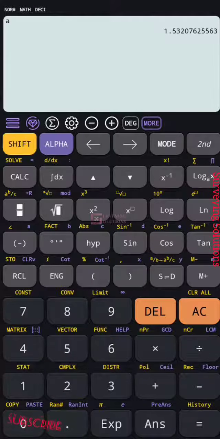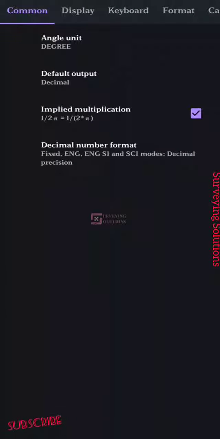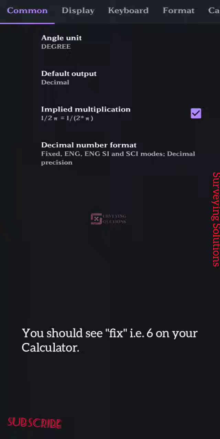So let's say we want to reduce it to maybe 3 decimal places, or maybe 4 decimal places. What do we do? What we are going to do is to simply press shift mode, right? Good. When you press shift mode on your calculator, you would see different displays, or let's say different units.